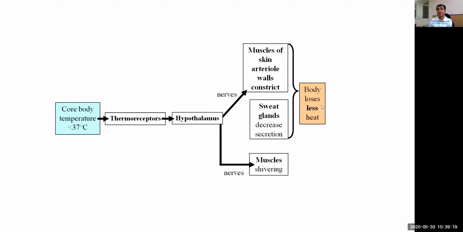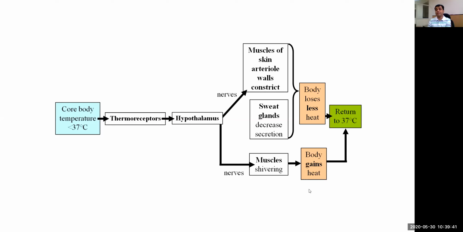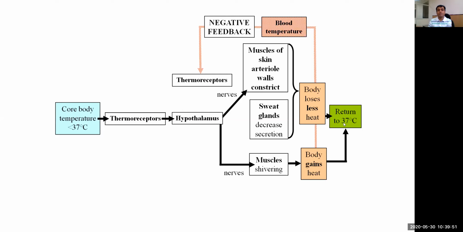So what is happening? The body loses a smaller amount of heat, and the heat remains inside the body. Also, because of muscle shivering, there occurs heat production. So simultaneously, the body is losing less heat, and at the same time, because of the muscle shivering, heat production is taking place inside the body. Together, this mechanism increases the body temperature towards normal, that is 37 centigrade. And again, negative feedback is sent to the hypothalamus, so that the process of temperature regulation is regulated.